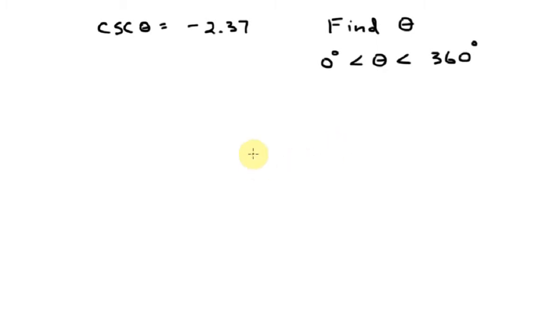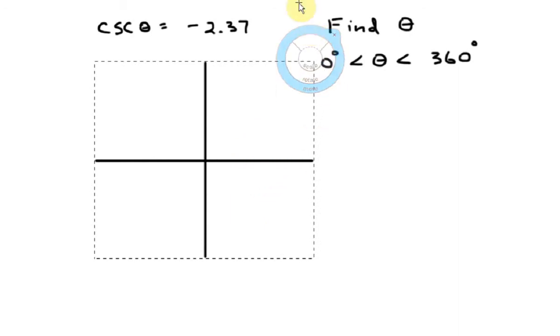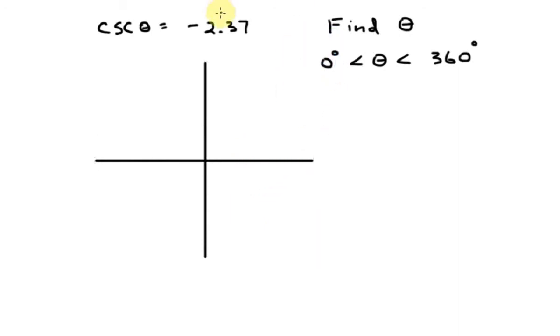So what do we do with this thing? Well, I think the first thing I'm going to do is draw a picture again. I'm going to paste in my little grid. So there's my grid, and let's have a look. This is a cosecant, which is negative. So if I use the CAST rule, I can very quickly identify which quadrants I would be in. Cosecant would be negative in this quadrant and this quadrant.